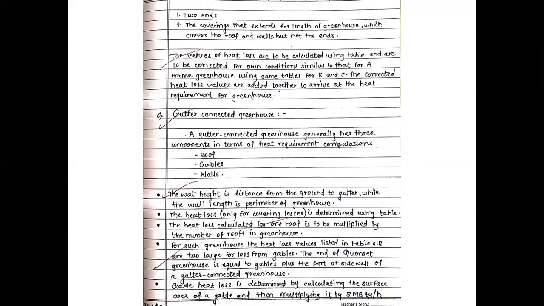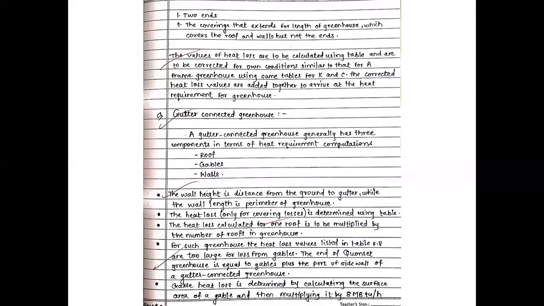The values of heat loss are to be calculated using table and are to be corrected for our own conditions similar to that for A-frame greenhouse using same tables for K and C. The corrected heat loss values are added together to arrive at the heat requirement for greenhouse. So this was about the Quonset greenhouse.